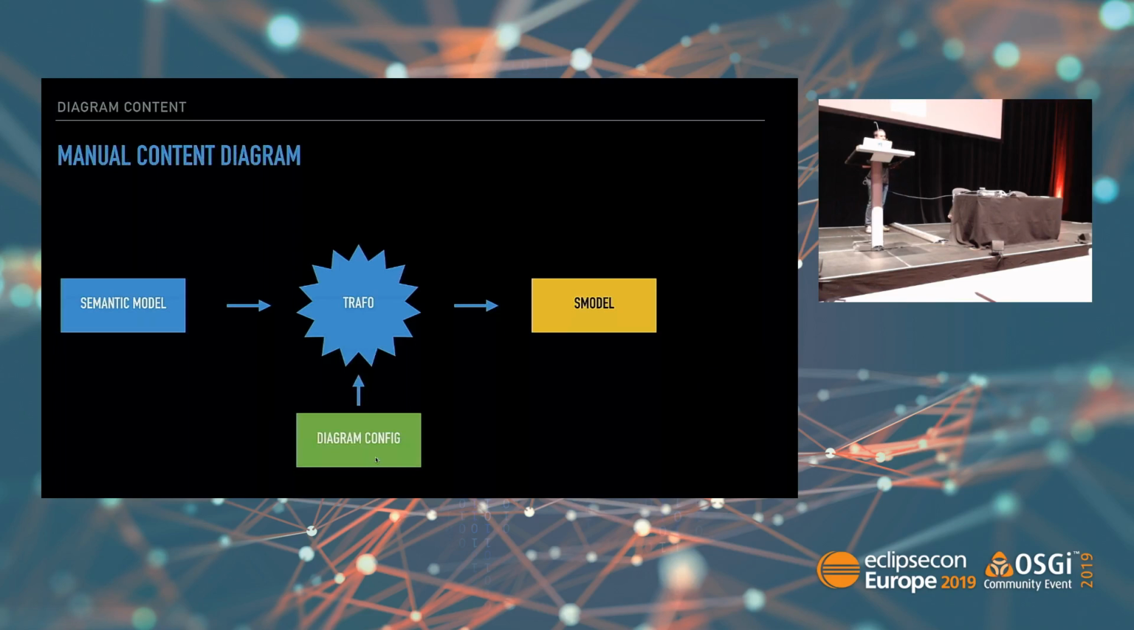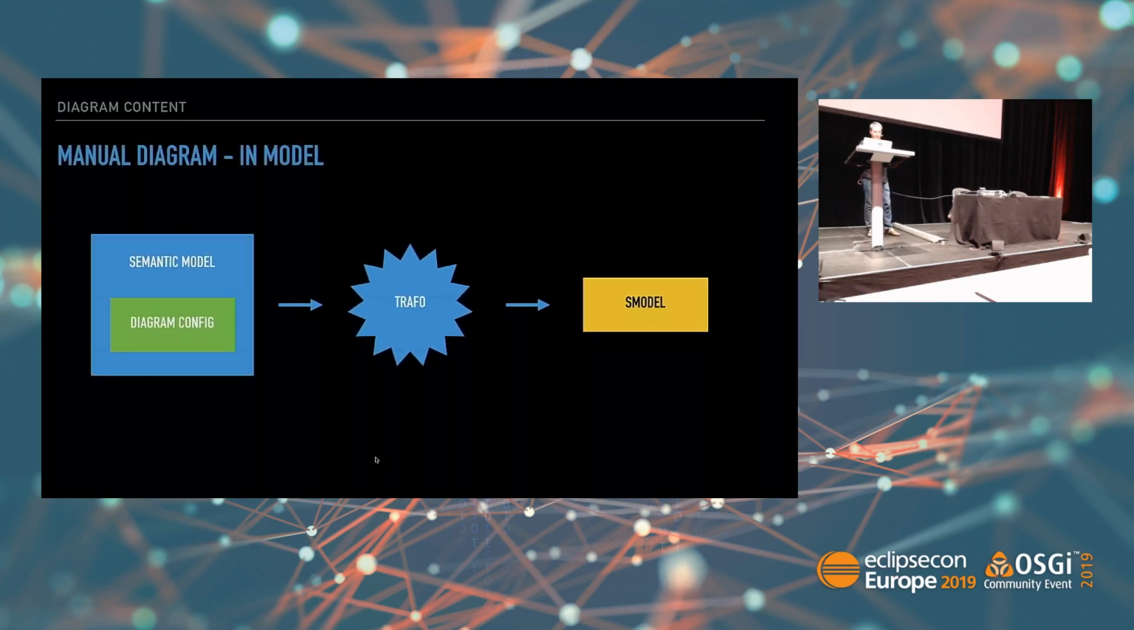And for the filtered story, as well as for the manual story, we need an additional diagram configuration, a description of what's in the diagram, or what are the rules. And that's just another ingredient to the transformation. Still, it doesn't require us to do any semantic model changes, but the user changes are just applied to this configuration. The transformation is respawned, and this model is updated.